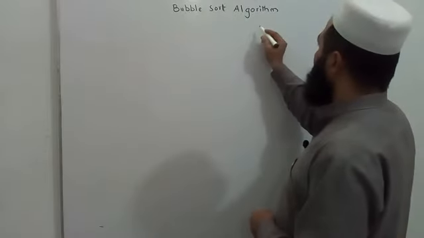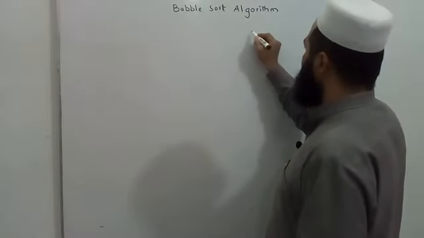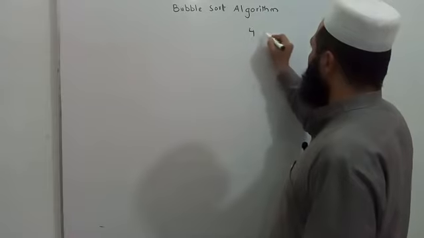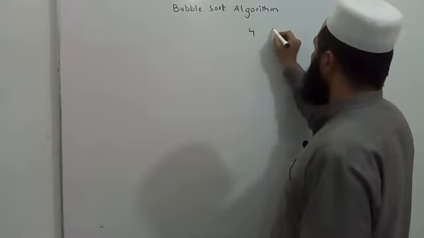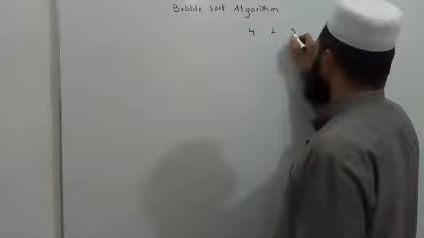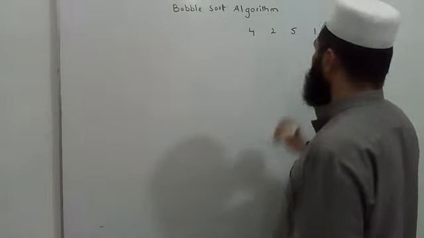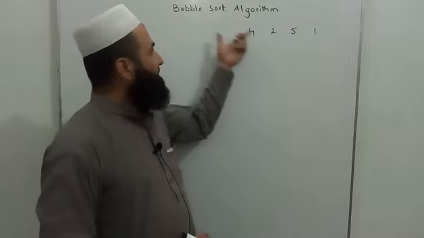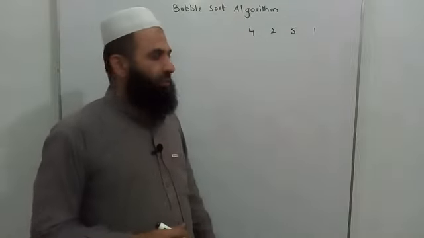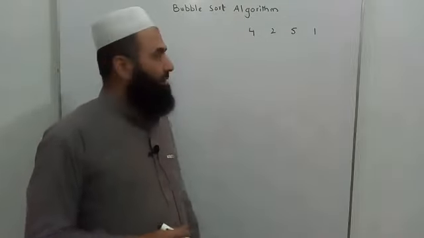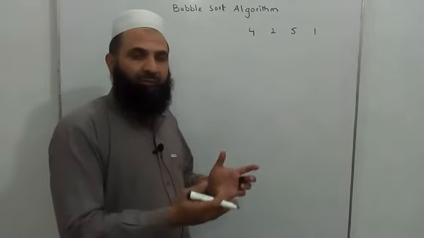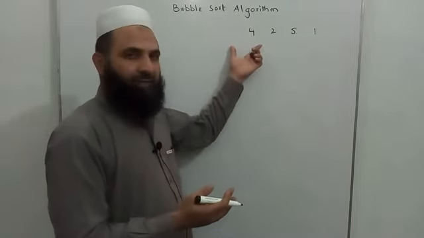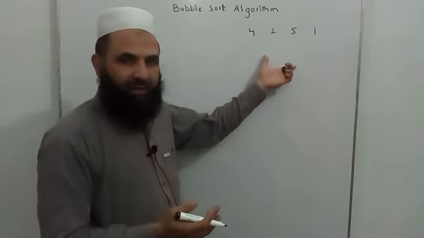For example, we have numbers like 4, 2, 5 and 1. We want to sort the sequence of numbers using the bubble sort algorithm. So how does the bubble sort algorithm work? It begins with the first number. Compare the first number with the second number.